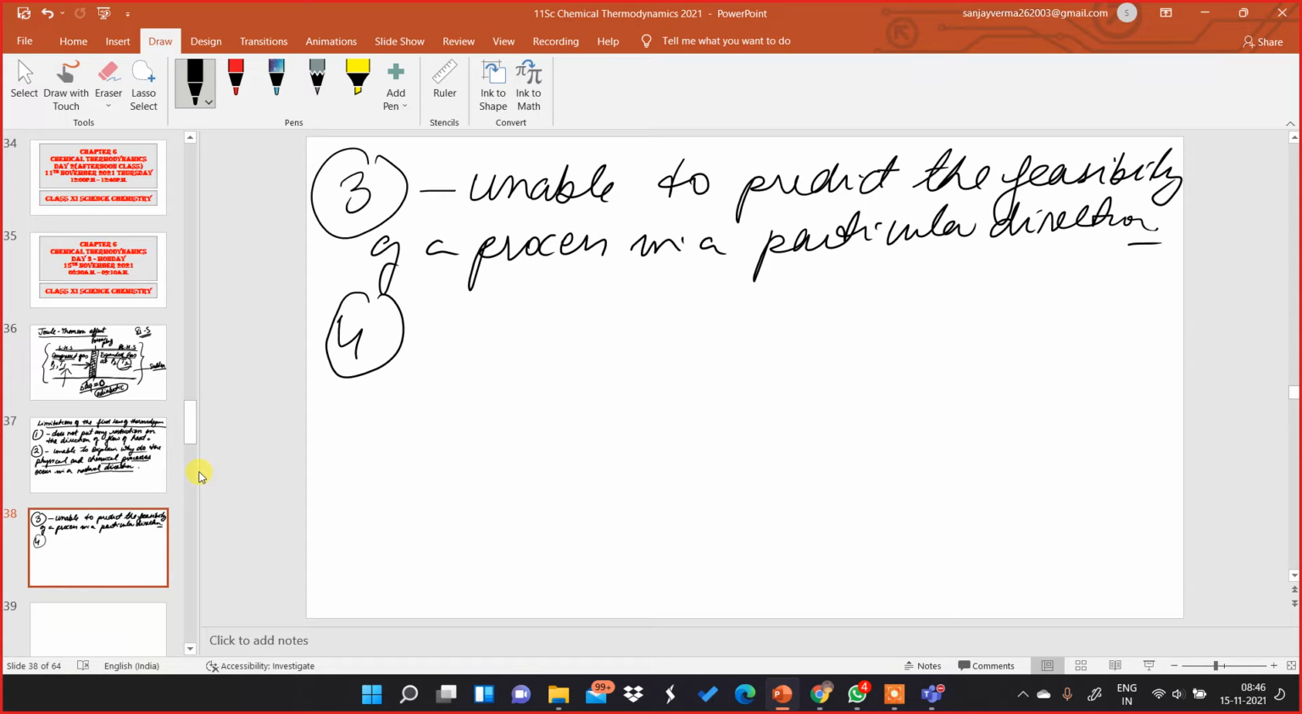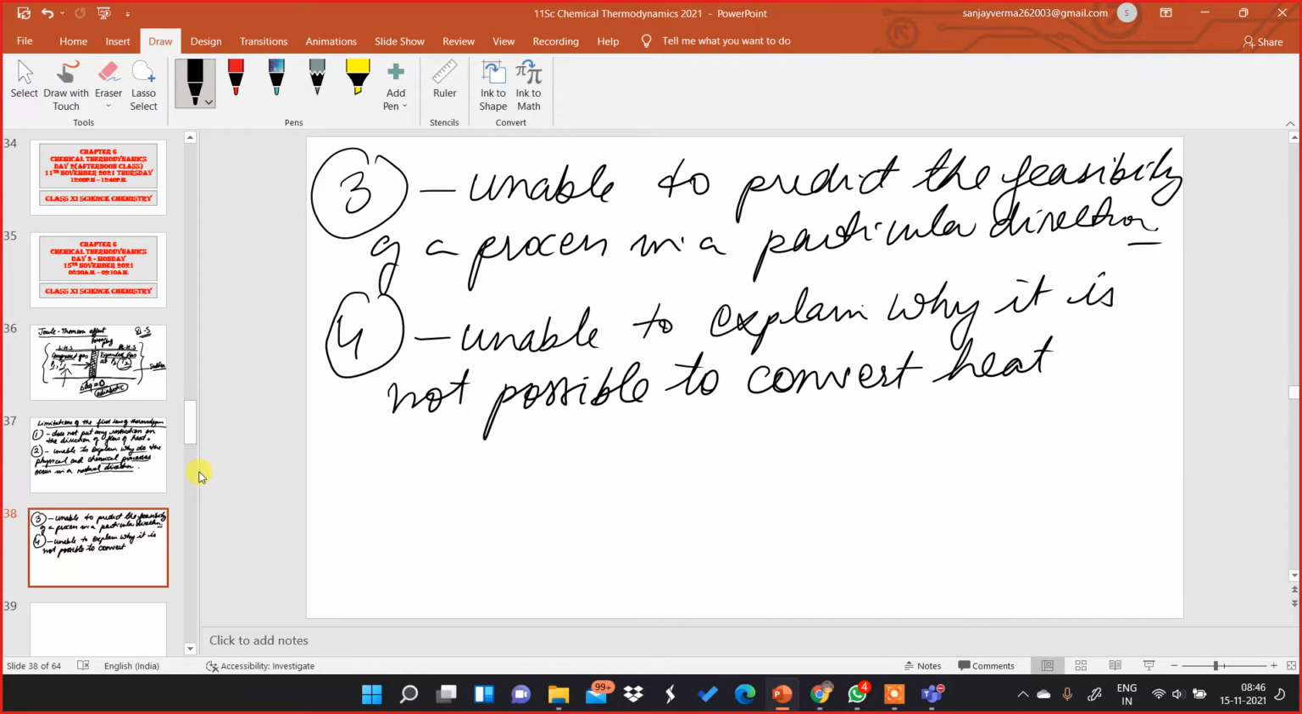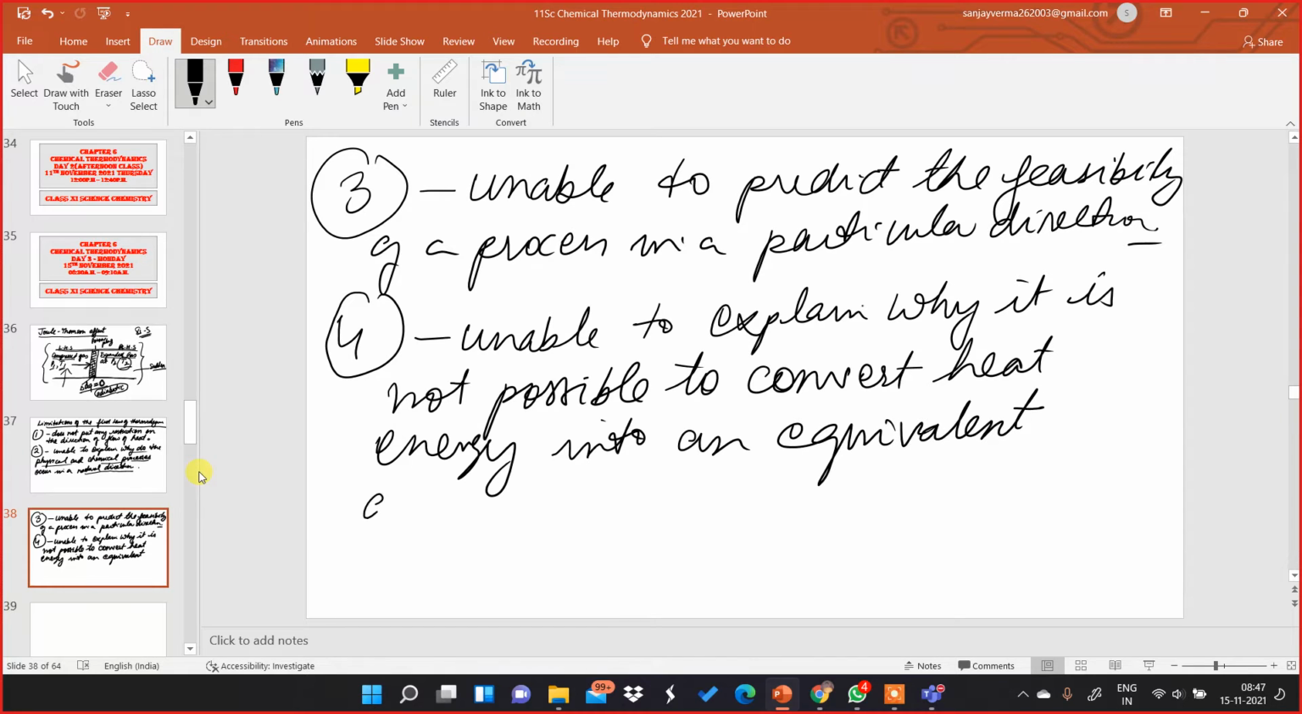Then the fourth limitation is that this first law of thermodynamics is unable to explain why it is not possible to convert heat energy into an equivalent amount of work. It is not possible to explain this.